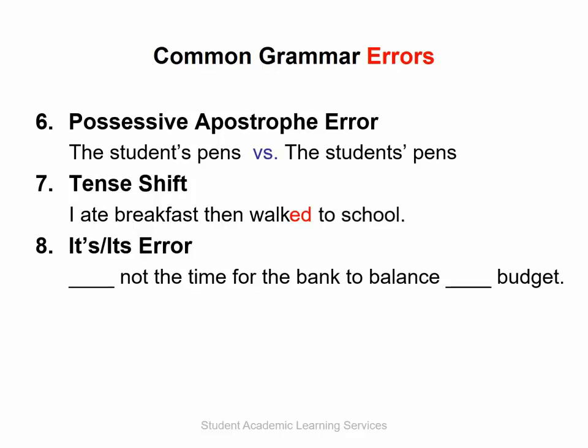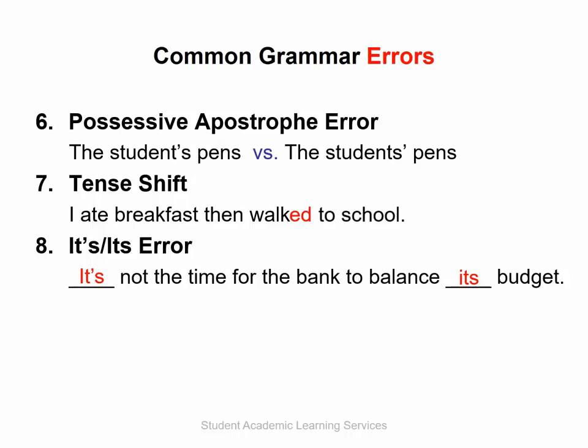It's an its error. So if you look at the two blanks in the sentence, which its goes into which blank? IT apostrophe S is a contraction, not a possession. So it's a contraction for it is. If we read the sentence that way, you can see it is not the time for the bank to balance its budget. It makes much more sense than if you switch it and you said it's not the time for the bank to balance it is budget. Doesn't make any sense. So it has to be this way.